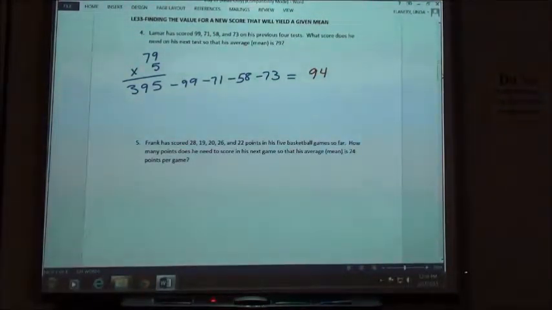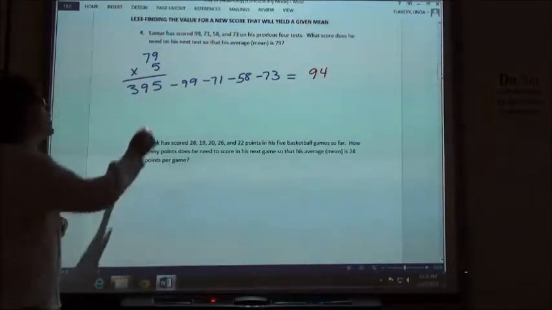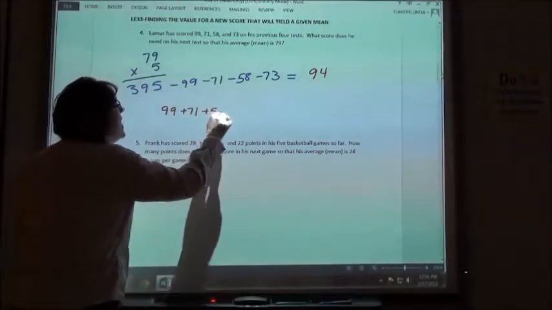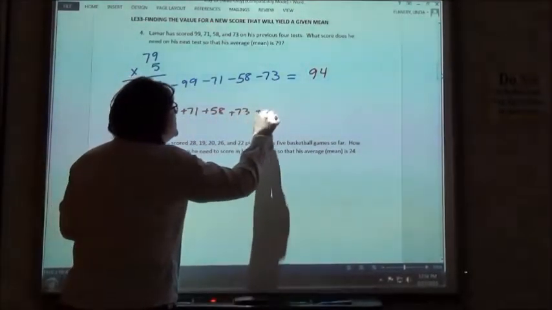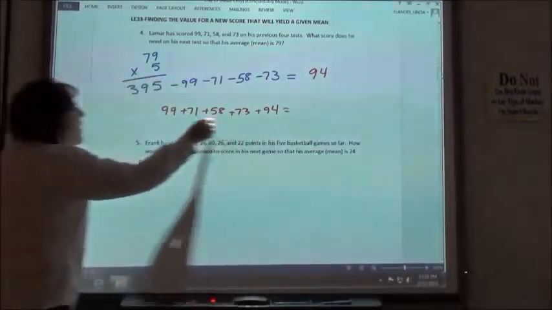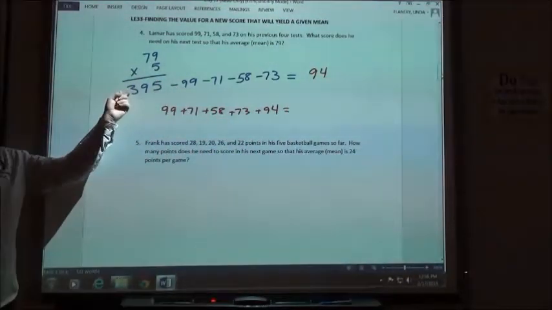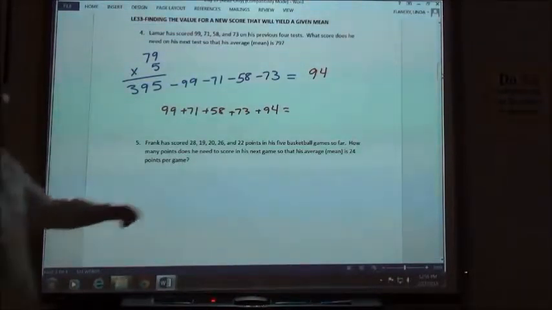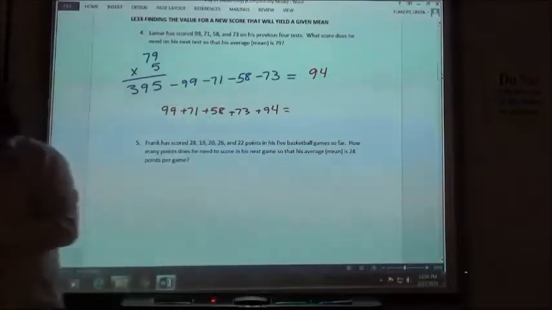Now, if you wanted to check your answer, you would say, okay, how do I find the average? I would take 99 plus 71 plus 58 plus 73 plus 94. And if I add all those together, I should get the 395. And then if I divide 395 by the 5 tests I took, it should come out to the 79.